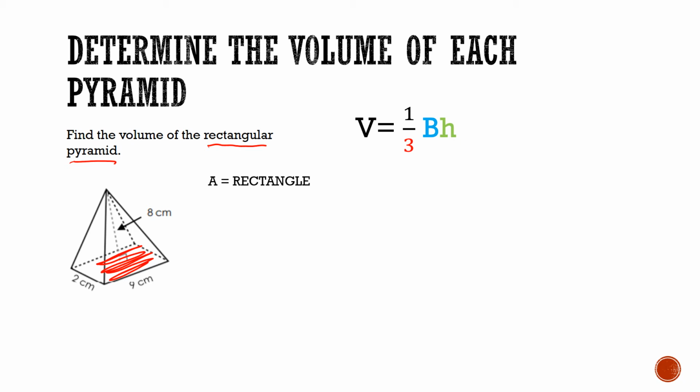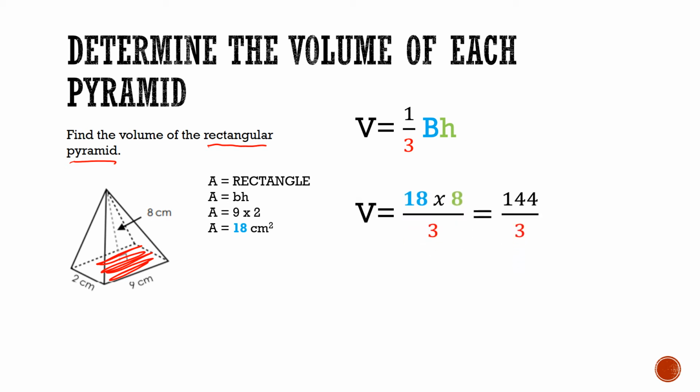Remember, it is a rectangle, so we do base times height. The base of the rectangle is 9. The height is 2. So 9 times 2 is 18 square centimeters. Now we plug that into our formula, which looks like this.